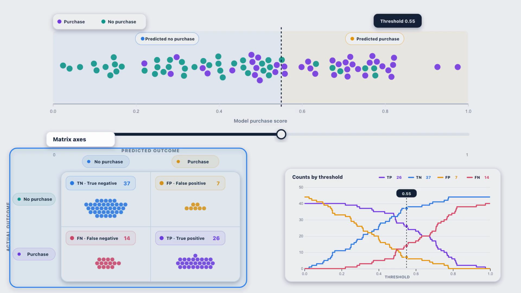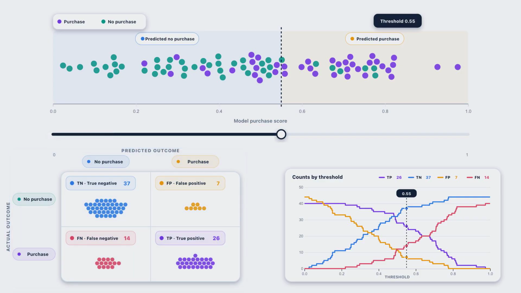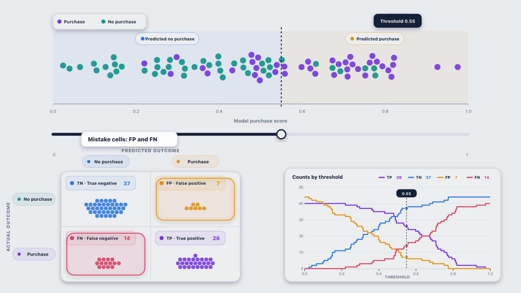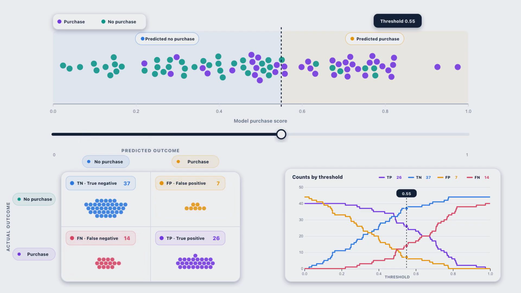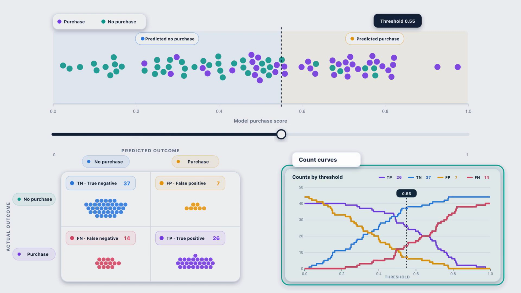So a false positive is a false alarm, predicted purchase, but no purchase happened. A false negative is a missed buyer, predicted no purchase, but the customer did buy. The chart on the right reminds us that the matrix is tied to the threshold. Move the threshold and the counts move with it. Lower thresholds cast a wider net, higher thresholds are more selective, neither is automatically better. The right threshold depends on the problem.